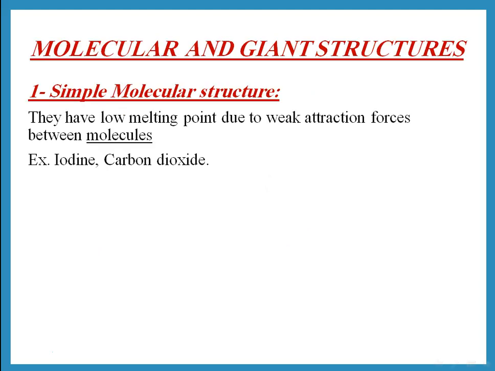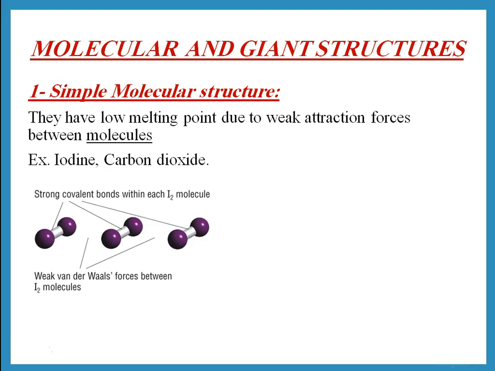Okay, structures. We know that we have 2 different types of structures. We have simple molecular structure and giant structures. The simple molecular structures are the ones that have low melting point due to weak attraction forces between the molecules. So if we look at the molecules of iodine, each molecule has a strong covalent bond in the middle, but that has nothing to do with it.